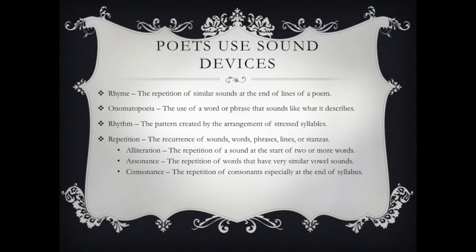That's assonance. Now, consonance is the repetition of a consonant sound, especially at the end of syllables. So if you were to say something like, it was a lark, not a dog, I heard bark in the dark. That k sound being repeated at the end of all those different words and different syllables is consonance.